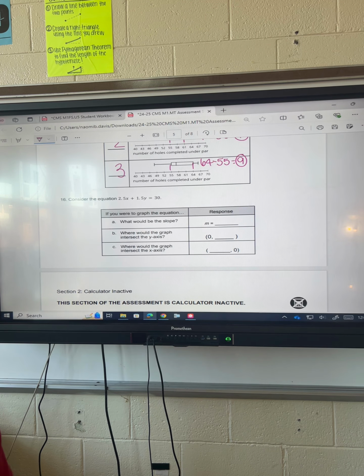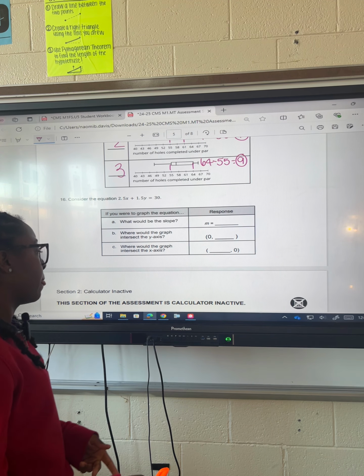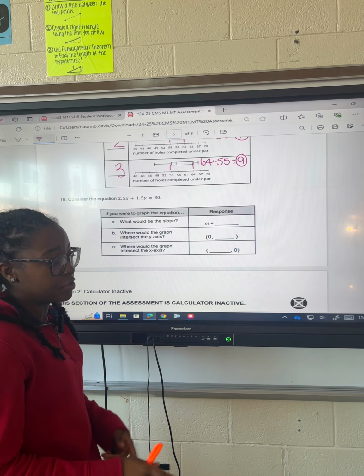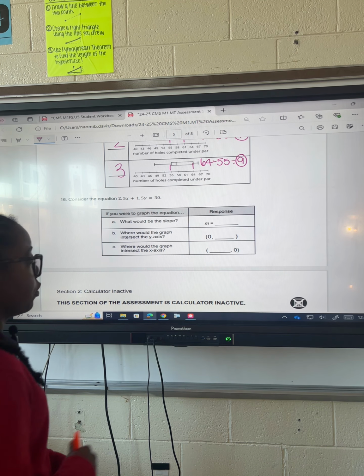Consider the equation 2.5x plus 1.5y equals 30. What would be the slope? I cannot answer any of these questions. Well, this is also calculator active, so I'm going to show you both ways. I can't answer any of these questions without solving for y.